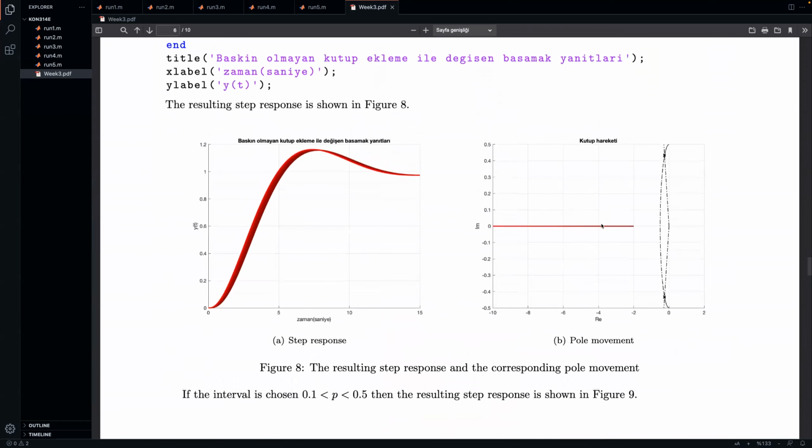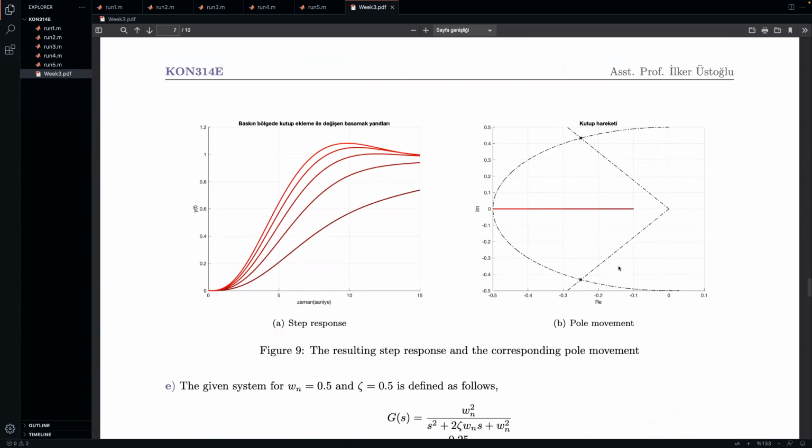But if it's far away, out of the dominant region, then we can see that the effect is minor on the step response. We can assume that the overshoot, settling time, rise time, peak time values are kind of the same and similar. So we can use this for controller design purposes. We can hope for the best dominance factor in terms of poles, and it should work like butter.